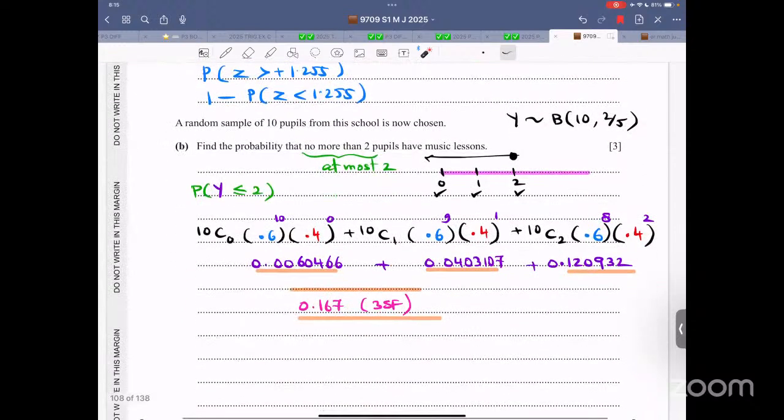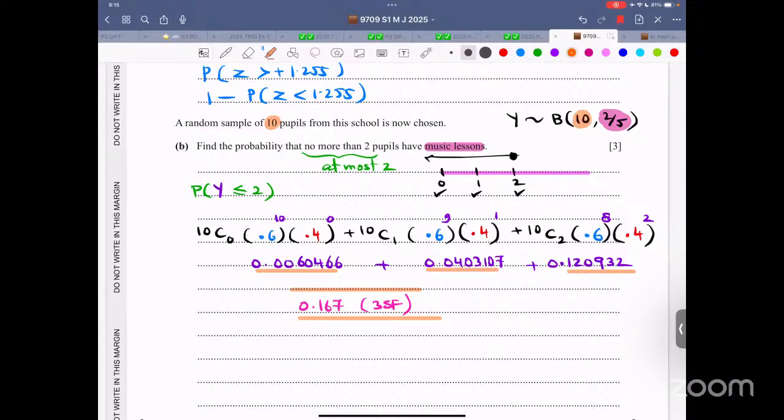Now over here, the next one. A random sample of 10 pupils from the school is now chosen. Find the probability no more than 2. No more than 2 means at most 2. Have music lesson, probability of success. Probability of success is music lesson, that is 2/5. And the number of trials is 10, that goes over here.